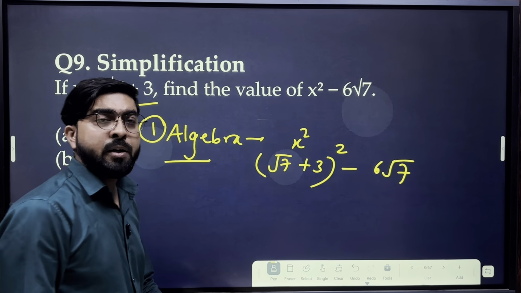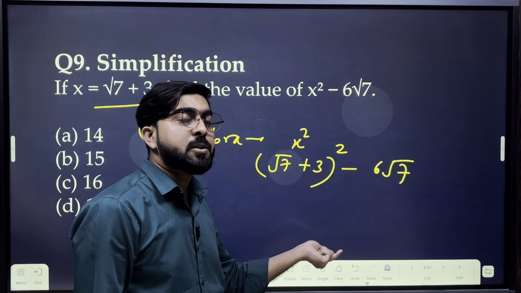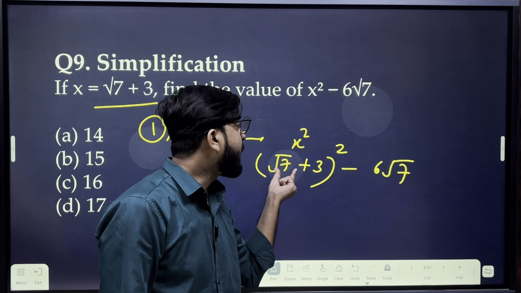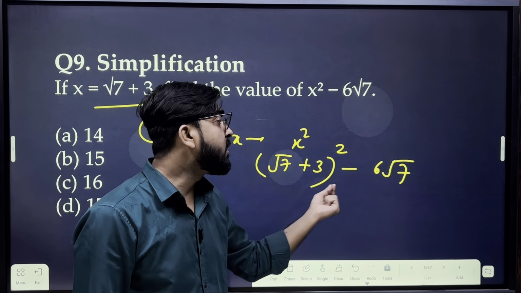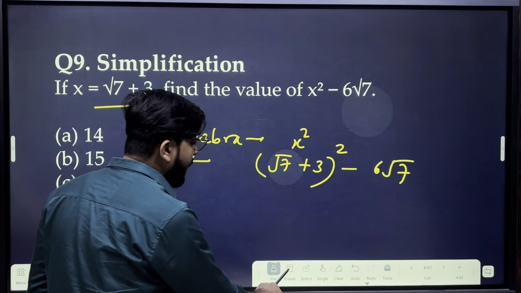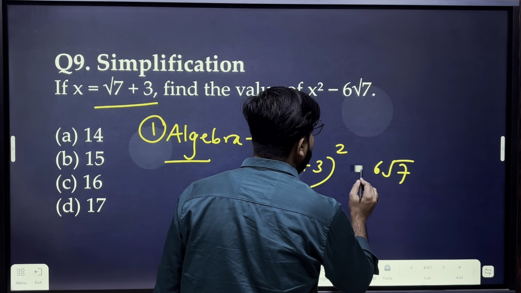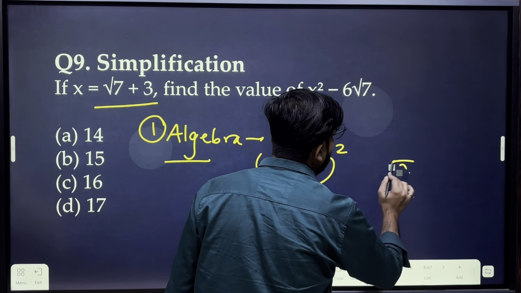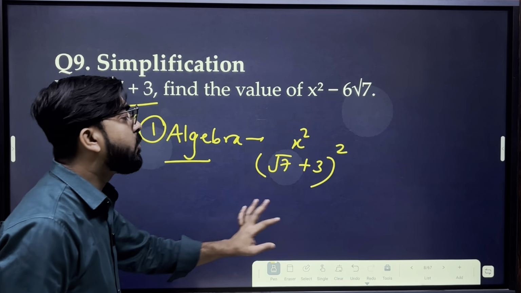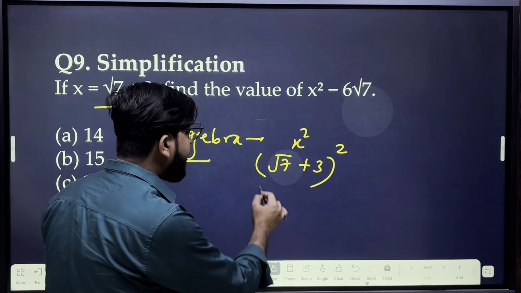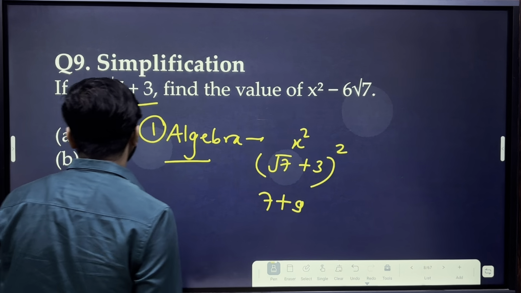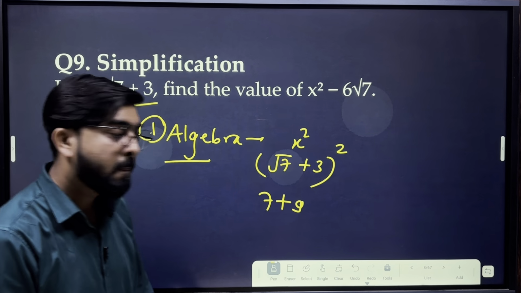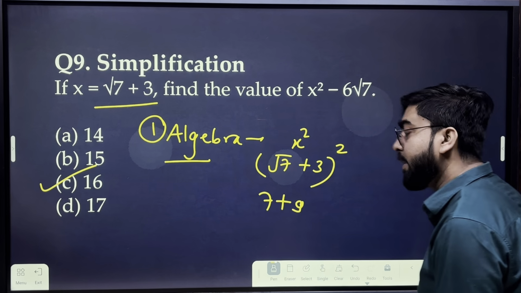And you know that when it opens, it is a square plus b square plus 2ab, and you get 2 into 3 root 7, which will be minus. So don't write this. Just imagine and count and solve in your mind. If you solve one step, you don't have to write this. Just write a square plus b square, and 2ab is deducted. So 7 plus 9, that is 16, option number C. This is how you can solve this. Okay, let's move further.